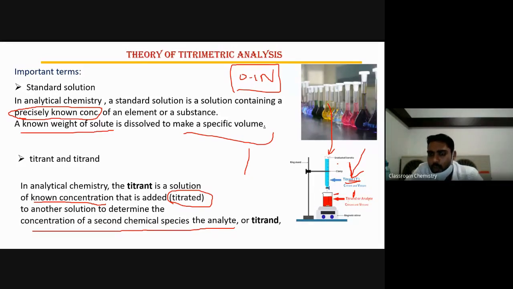Whatever the solution may be, we want to determine its normality. This is called the titrand or analyte. In the picture, very simply, the solution of known concentration we fill in the burette is the titrant, and the solution of unknown concentration we take in a conical flask or a beaker is the titrand or analyte.